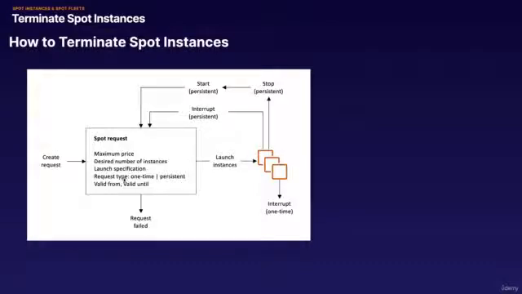And then we have our request types. And we've got 2 different types of request types. We've got one time and we've got persistent. And we've also got our valid from and valid until. So these are date ranges.